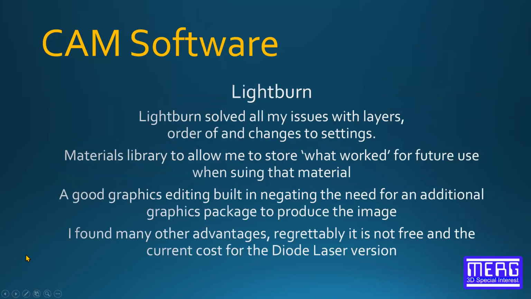So that takes us on to Lightburn, and that solved all my issues with layers, the order of the layers in which they were printed, and the changes to the settings, which Bob will go on to later on for us. There's also a very good materials library that allows me to store what worked. So if I get the settings for 3mm ply, I can store that for future use.